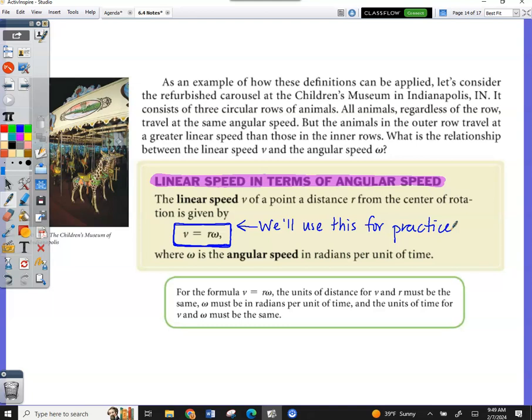Linear speed is the point's distance, r, from the center of the rotation, traveled. And then angular speed, this is really important right here, has to be in radians. Angular speed has to be in radians. So if the problem starts in degrees, you have to do work first with that before you go to the formula, okay?